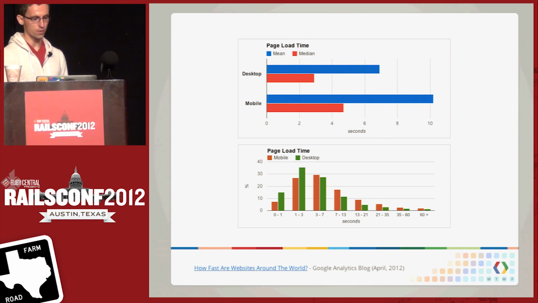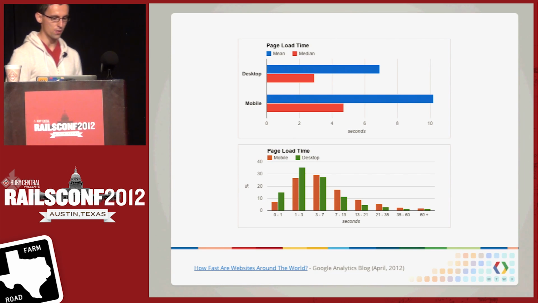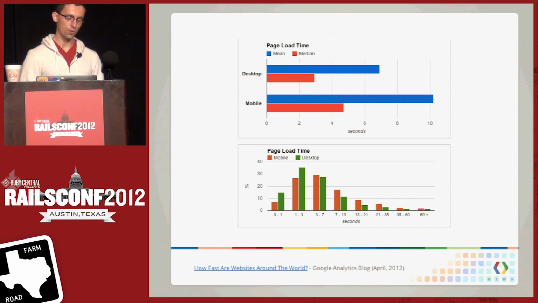For desktop, we have the mean and the median, right? So the mean is the blue and the median is the red. So the mean loading time on desktop today is over 6 seconds, right? That's how long it takes to load an average page on the internet. For mobile, it's much worse. It's over 10 seconds. Now, the medians are a lot lower, and that's good.